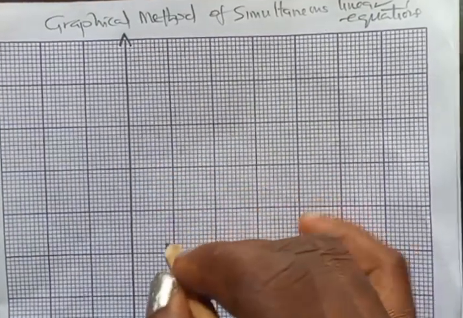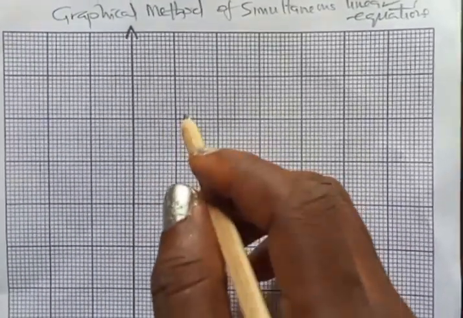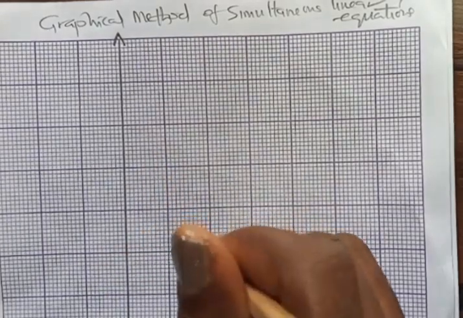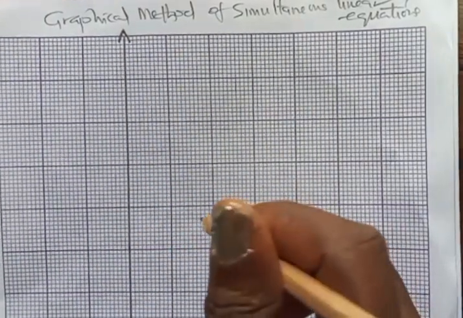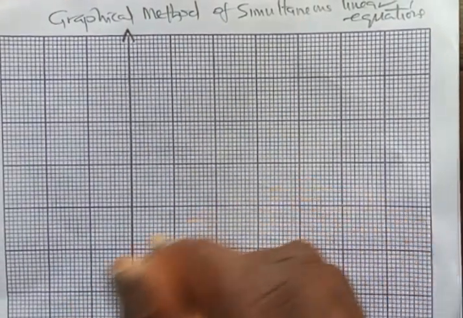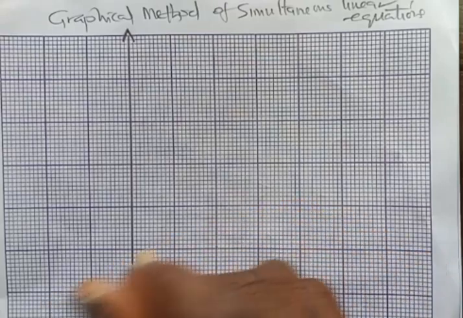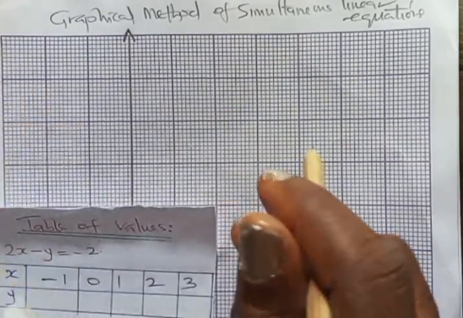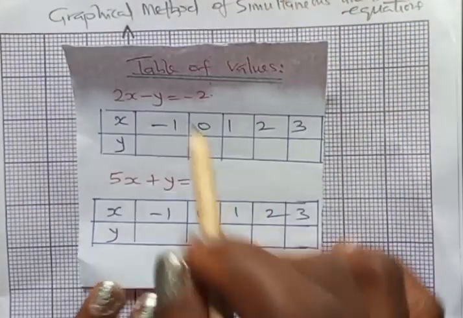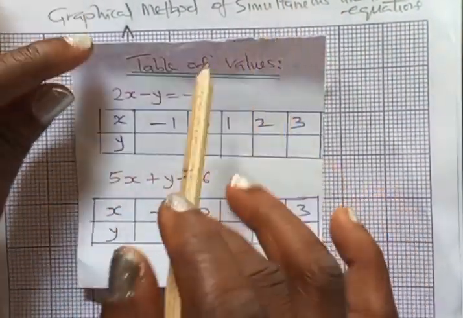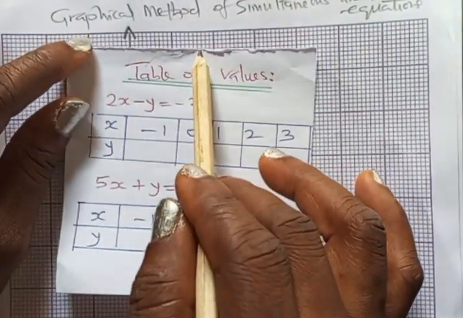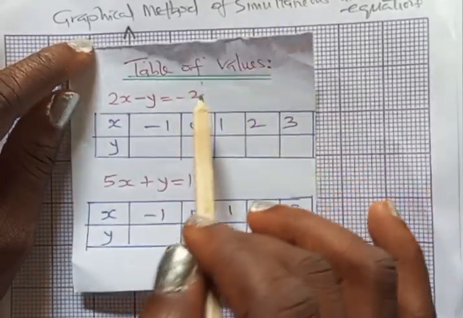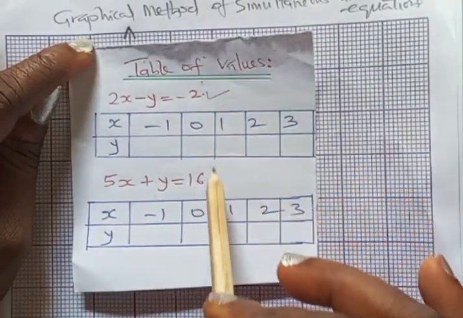Hello everyone. In solving simultaneous linear equations using the graphical method, which is the third method of simultaneous linear equations, we've already considered elimination and the substitution method in my videos. So today we'll take a look at the graphical aspect of it. We will consider the same questions we used for the elimination and substitution method, which are these two equations.